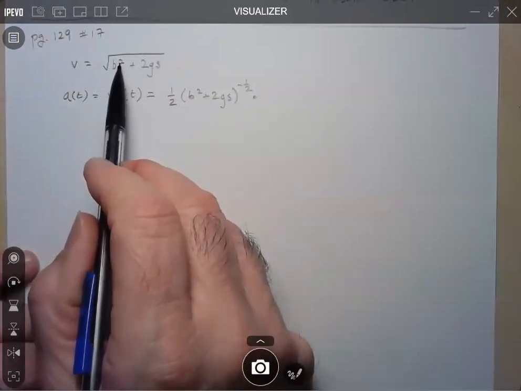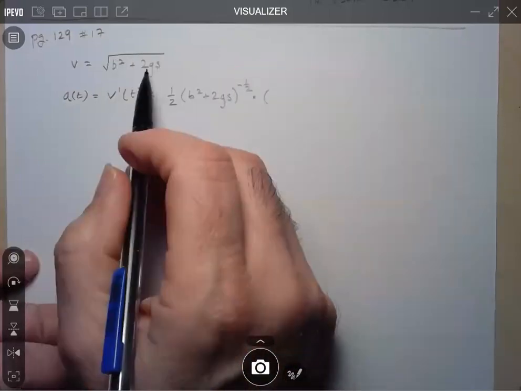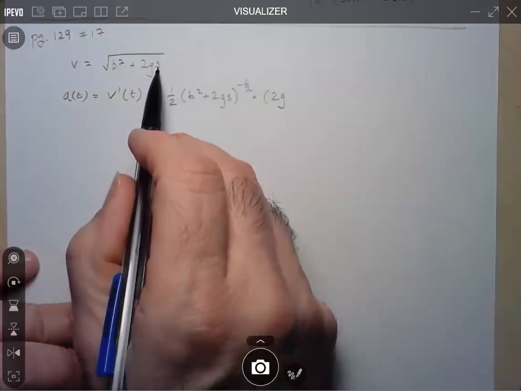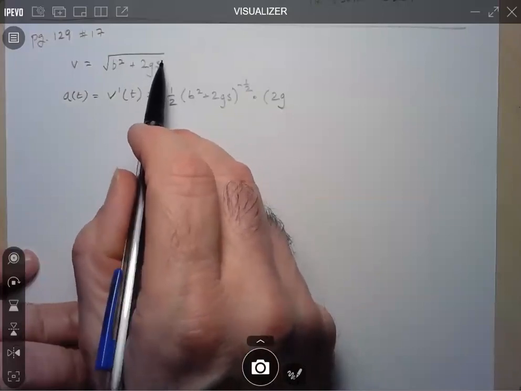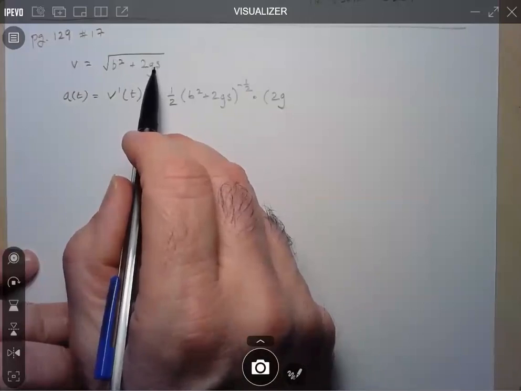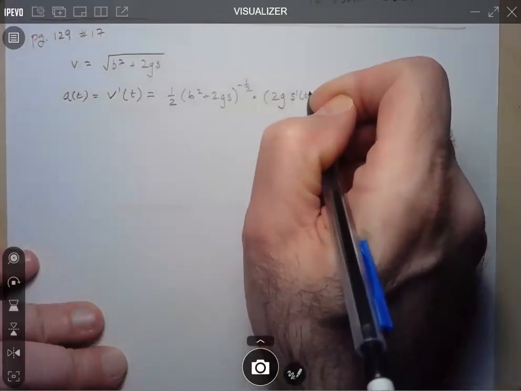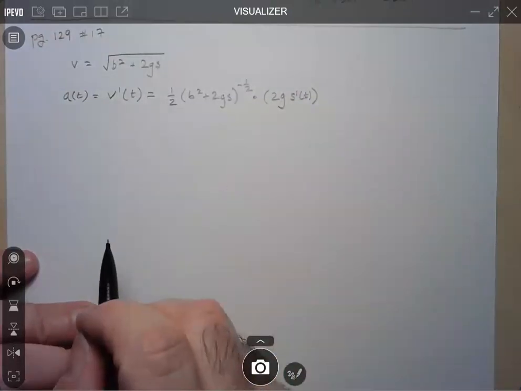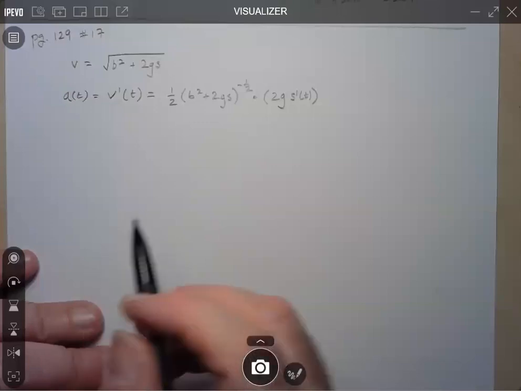b squared is just a constant. Okay, so the derivative of b squared is 0. 2g is just a constant, and it's multiplying s. And this is the trick here: s, as we just said, which is the position, is a function of time. We just don't know its equation. So I just need to write this as s prime at t. Okay. And so now let's try to simplify this, because clearly they're telling us that this is supposed to be constant. So let's see what happens.